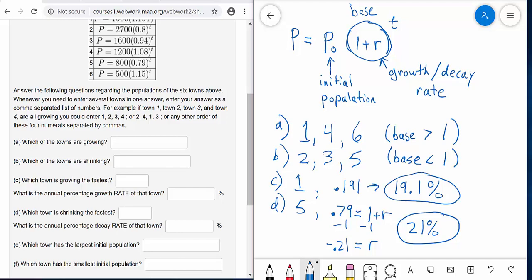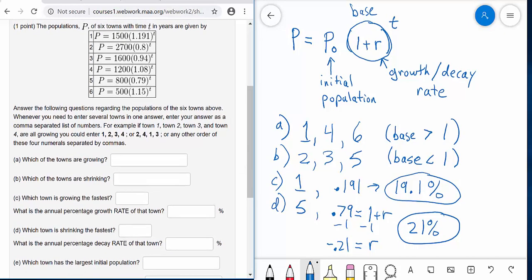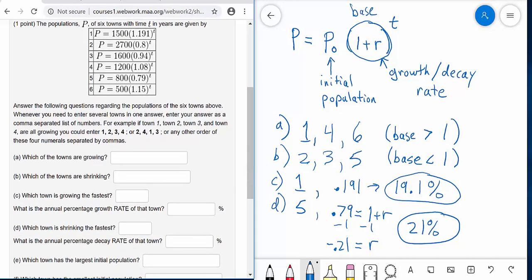Now for parts E and F, it says which town had the largest and smallest initial population. So now we're looking at the coefficients in front of the parentheses. So we're looking at now the initial population. So which town had the largest initial population? It's town 2, because 2,700 is the largest. And then which town had the smallest initial population? That'd be town 6. So town 6 would have the smallest initial population, which is 500.